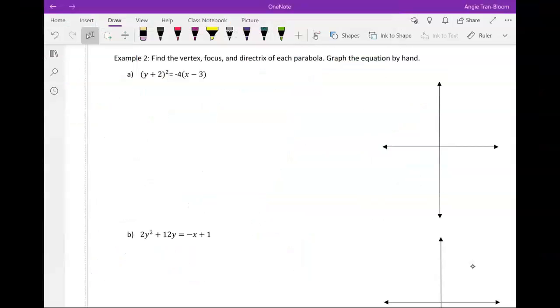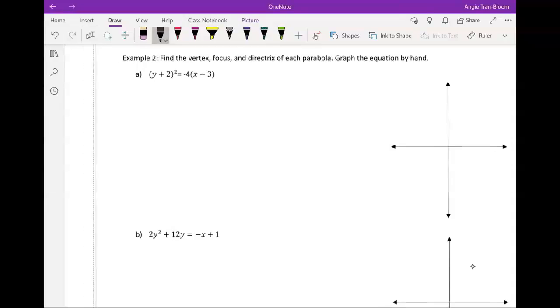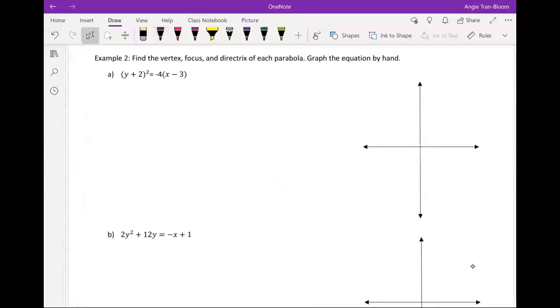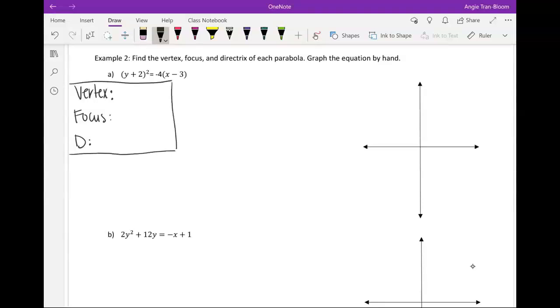Okay. For 10.2, find the vertex, the focus, the directrix of each parabola and graph it by hand. So I want to make sure that I am writing down all of the things they are looking for. So first, it wants us to find the vertex, find the focus, find the directrix, big D, of each parabola, and then graph it by hand. All right, so these are all of the things that we are supposed to answer.